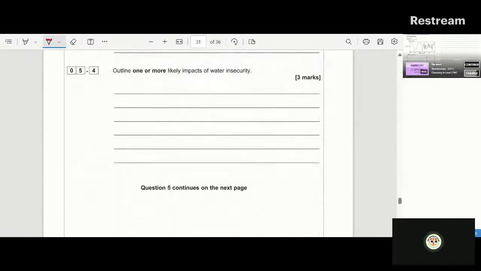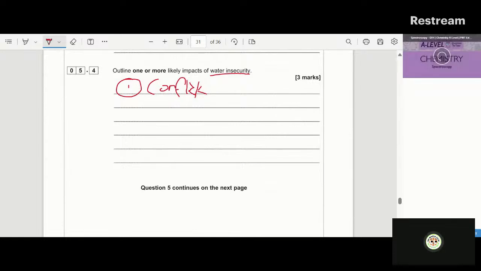Outline one or more likely impacts of water insecurity. So, impacts of water insecurity. What does water insecurity cause? So, you can talk about how there are conflicts. This is probably the number one issue with water insecurity, because it's kind of the fear, the lack of confidence in individuals, and that is probably the largest indicator and impact of economic decisions based on how people are feeling. That's how a lot of stock markets crash.